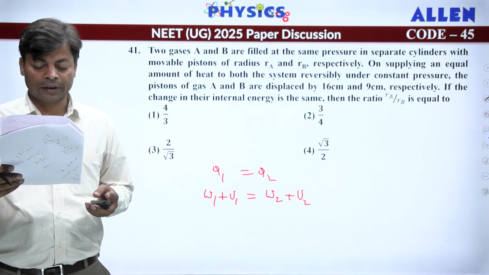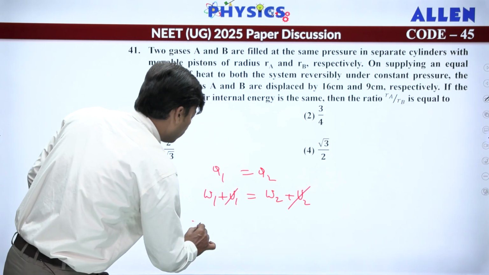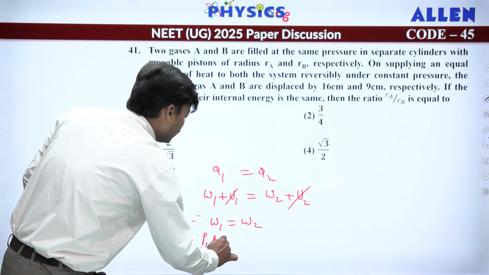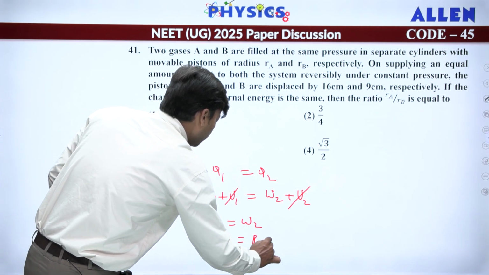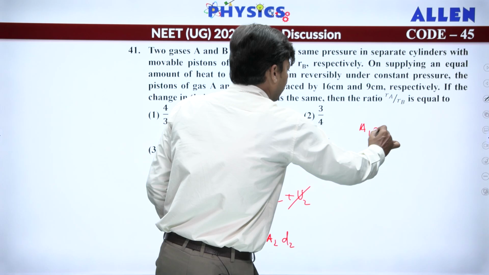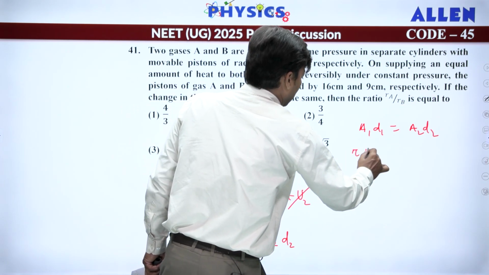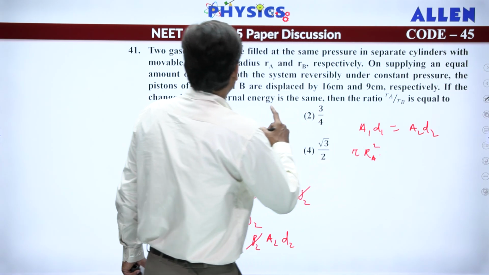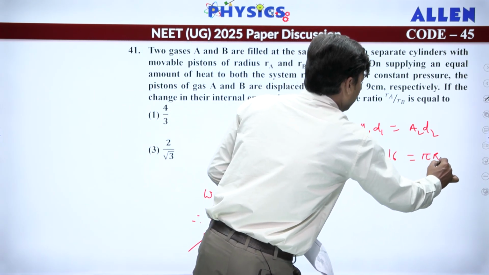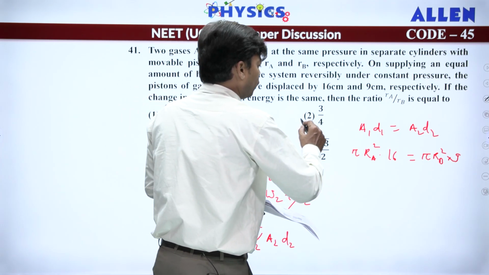On supplying equal amount of heat, both systems expand reversibly under constant pressure, the piston of gas A is displaced by 16 centimeter and B by 9 centimeter. If change in internal energy is same, so U1 is equal to U2. Therefore, W1 is equal to W2, means P1 into A1 into displacement D1 is equal to P2 into A2 into displacement D2. Since pressure is also same, P1 is equal to P2, therefore A1 D1 is equal to A2 D2. A1 is pi RA square into D1, given as 16, is equal to A2, pi RB square, into 9. If we solve this, we get the second option, RA by RB is equal to 3 by 4.